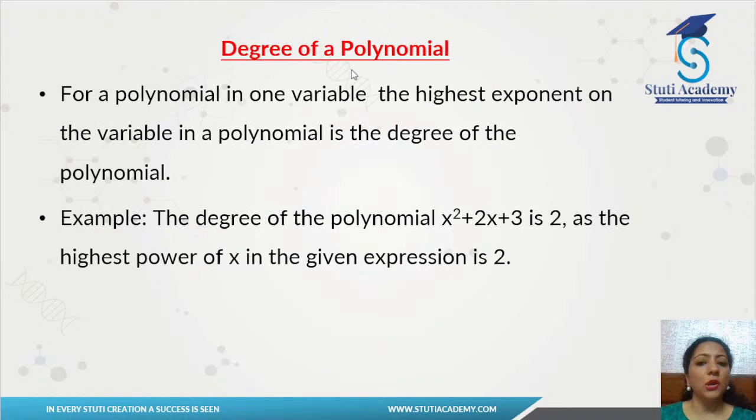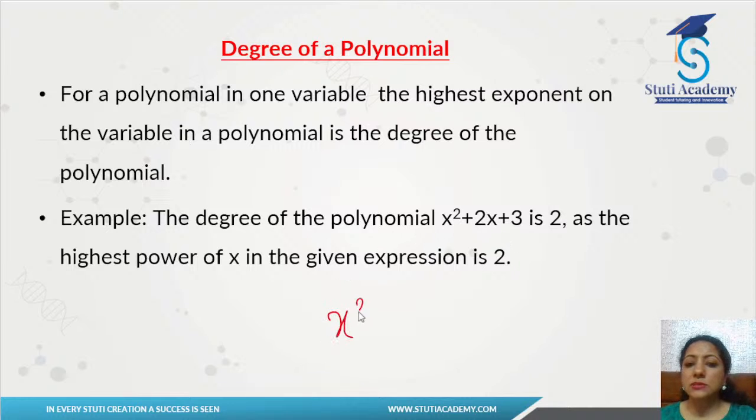Now, degree of a polynomial. I just said that it's a third degree polynomial, what does that mean? For a polynomial in one variable, the highest exponent on the variable is the degree of the polynomial. This means that if I have a polynomial x square plus 2x plus 3, I can see this has power 2, this has power 1, and this doesn't have a variable. So we'll talk about this also afterwards. The highest power here is 2, and the highest power we consider as the degree of the polynomial. So this polynomial has degree 2.